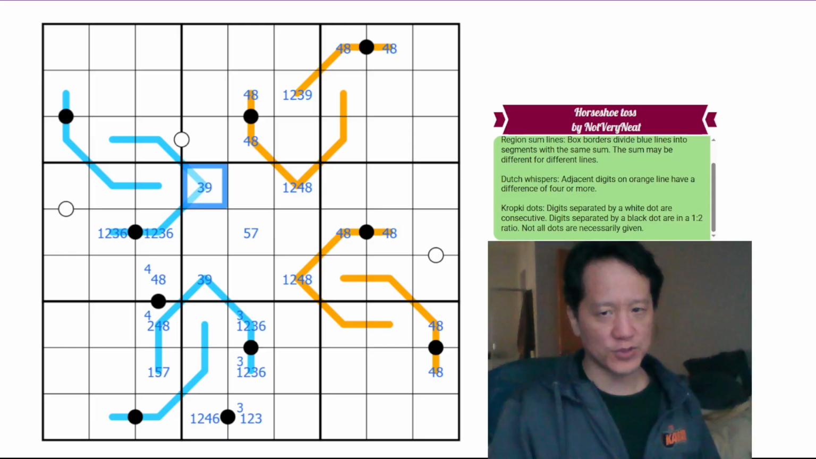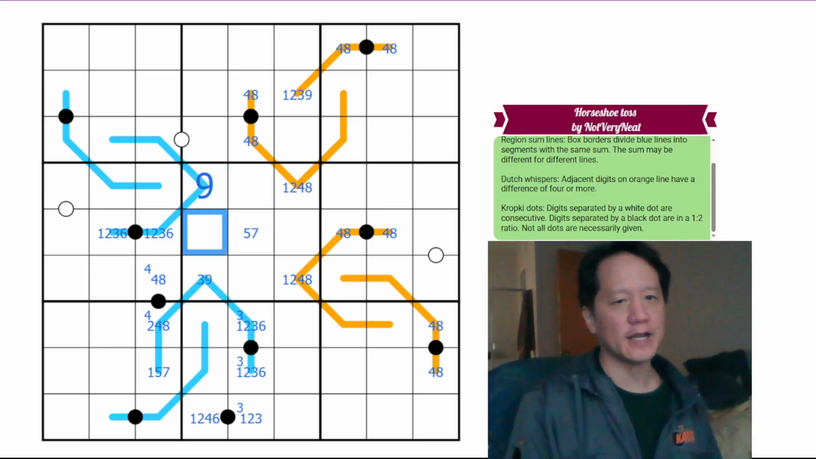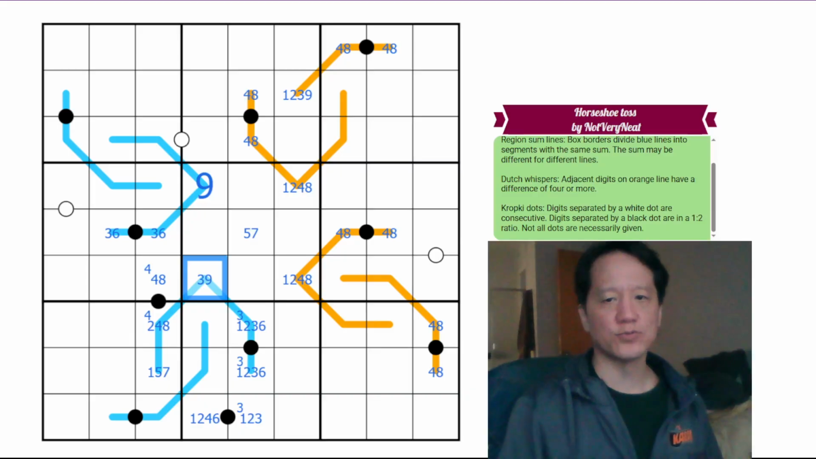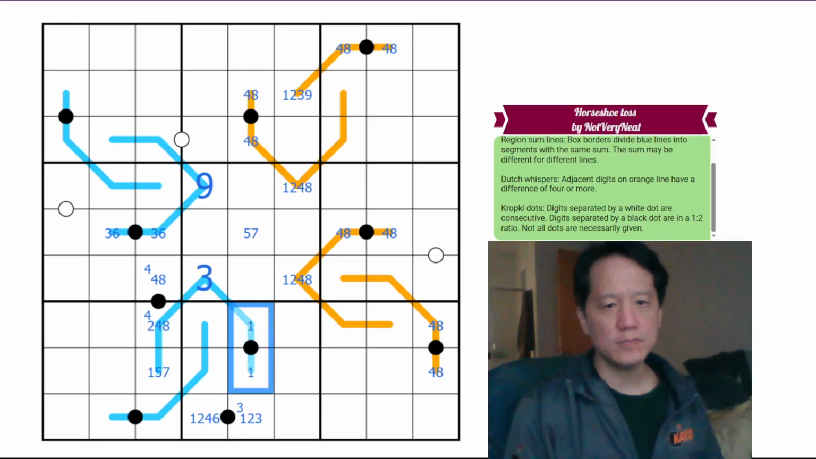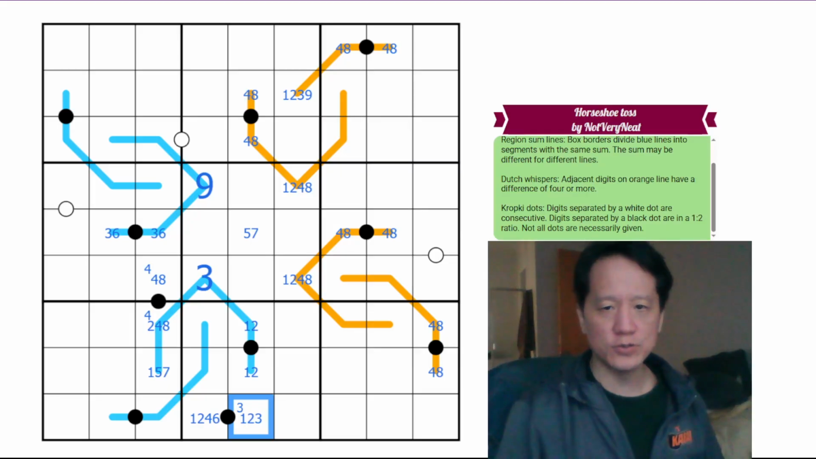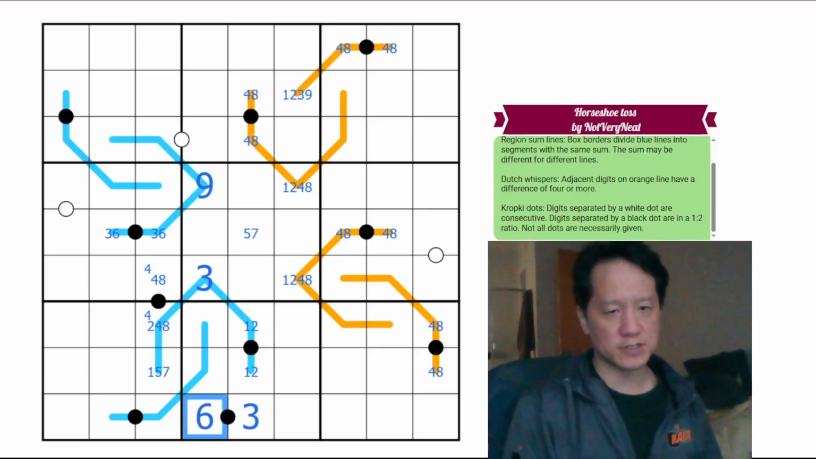So this cannot be 3, this has to be 9, which makes this a 3, 6 pair to be in a 1 to 2 ratio. That makes this 3, which makes this 1, 2 as a pair here. Means this can't be 1 or 2. That's 3, which is in a 1 to 2 ratio with 6.